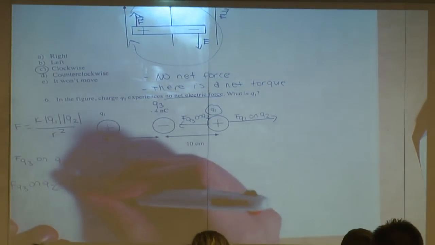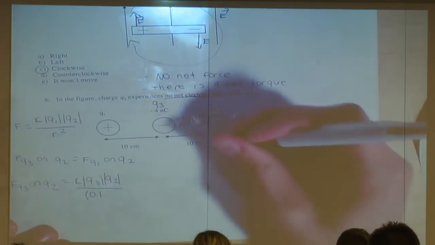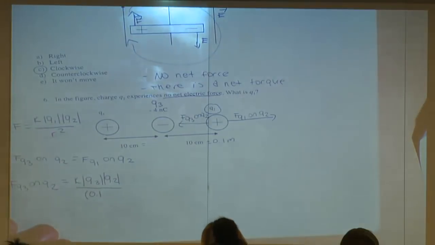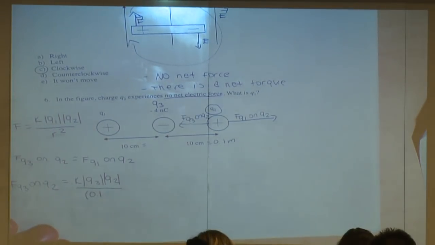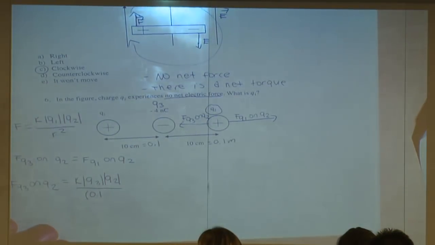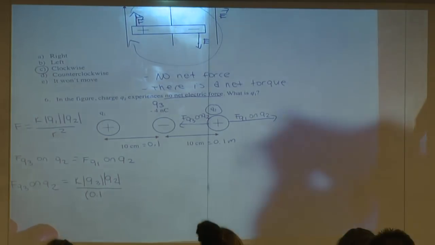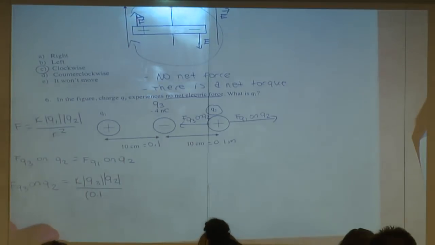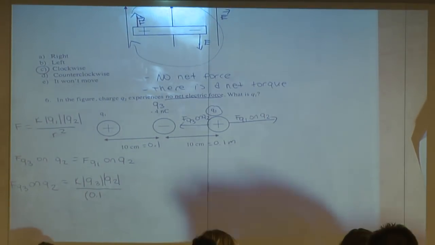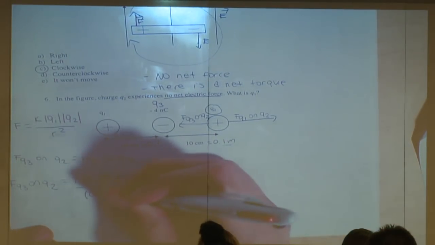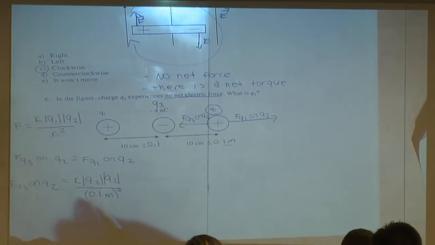So always remember to convert centimeters to meters. So it's 0.1 meters, right? Yeah, 0.1. I could always be wrong. This is 0.1. If it were 1 centimeter, then it would be 0.01. But if it's 10 centimeters, it's just 0.1, because 10 over 100 is 0.1. Okay, so it's going to be 0.1 on both these sides. So 0.1 meters squared. So that's going to be F of Q3 on Q2.